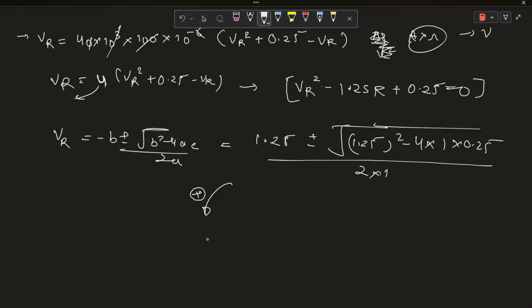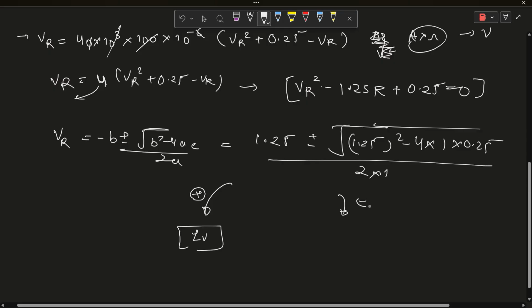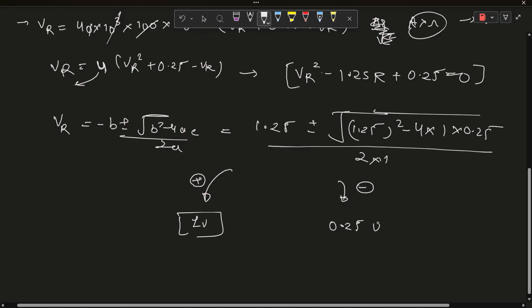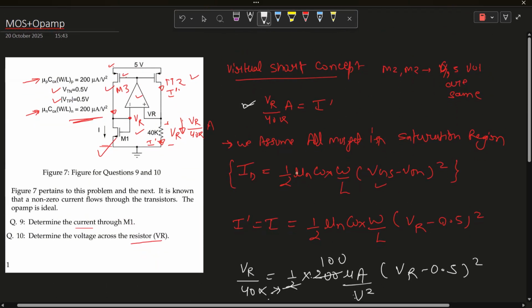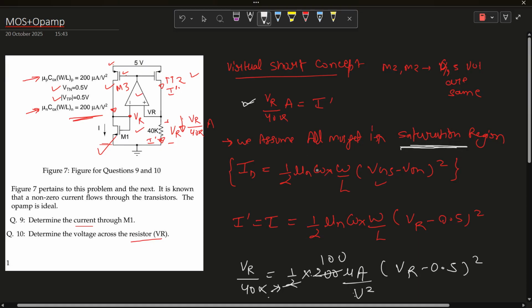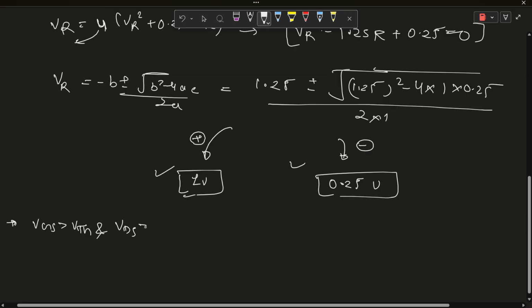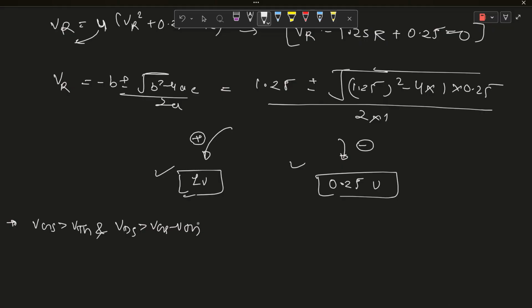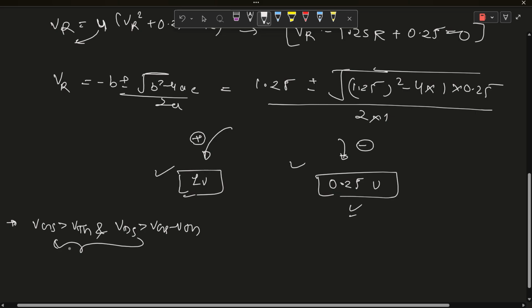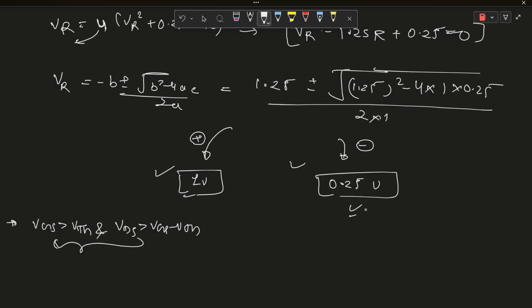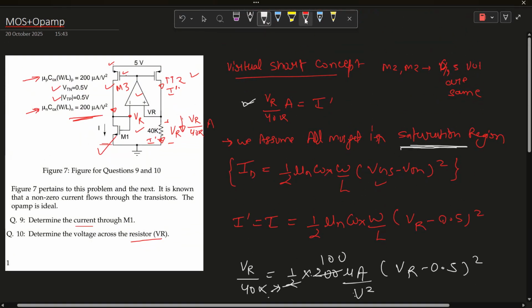If we consider the positive sign, then we get VR as 1 volt. If we consider the negative sign, we get 0.25 volt. Now, which voltage to consider? We assumed something in the starting, that all MOSFETs are in the saturation region. So in saturation, VGS must be greater than VTH, and VDS is greater than VGS minus VTH. Both equations should be satisfied to be in the saturation region.